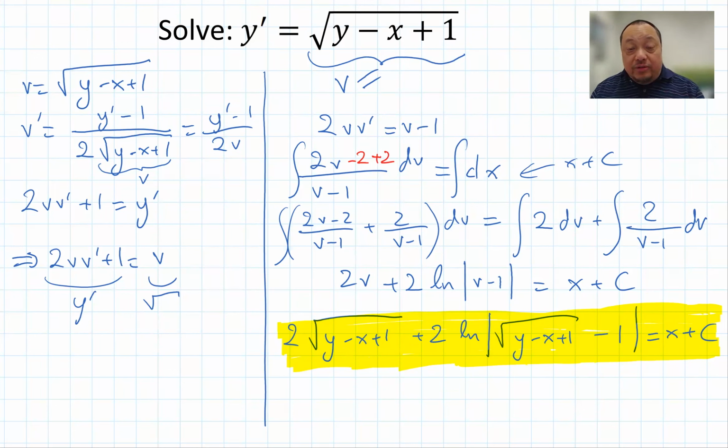All right, the last thing I want to say is that this square root here, by definition of square root, is always greater than or equal to 0. Okay, it's never negative. But the square root minus 1 could be negative. And therefore, you need the absolute value. This is one of those situations where you cannot just omit the absolute value. Right, that's it. That's the solution.